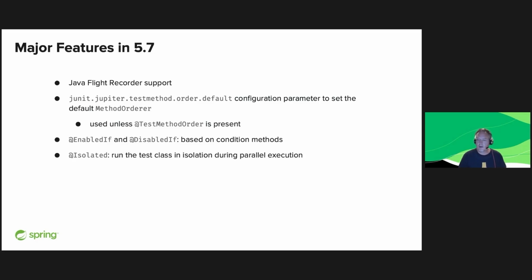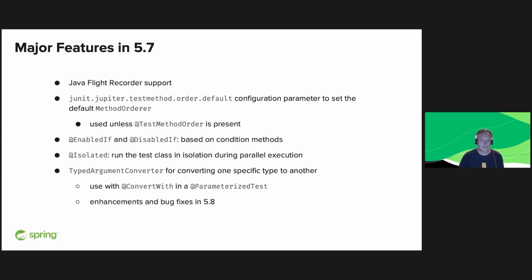Next up, if you've been using the parallel execution support in JUnit Jupiter and JUnit Platform, there's a new feature in 5.7 whereby you can annotate a test class with @Isolated, and that will basically tell JUnit Jupiter to run that test in isolation. Basically, don't run it at the same time, don't run it concurrently with any other tests in case it's using some kind of global resource.